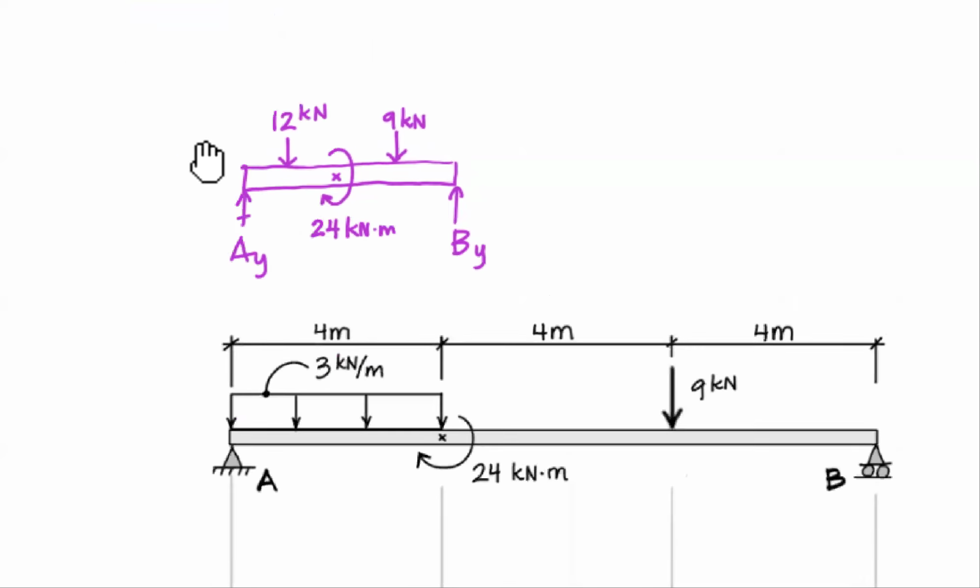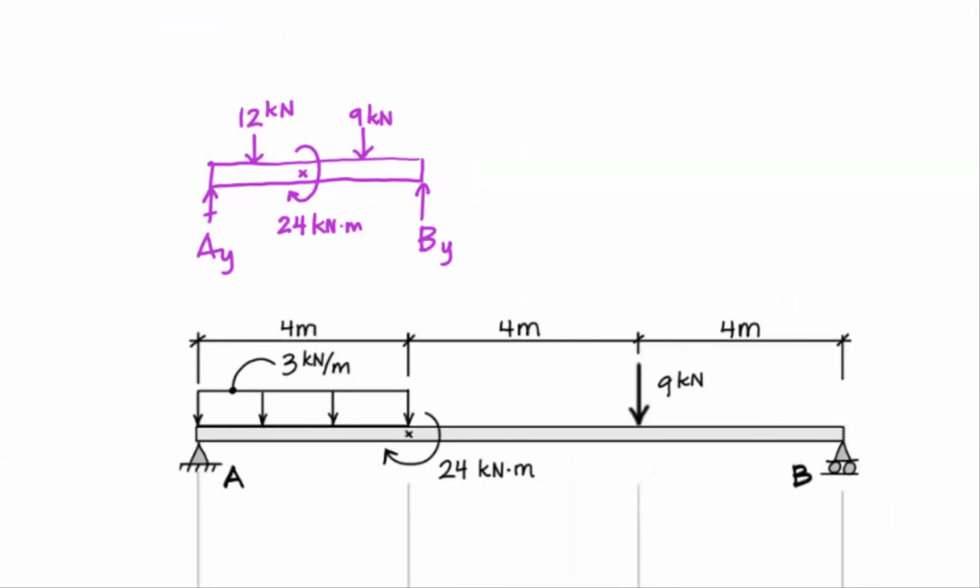And thinking ahead, I'm going to do a moment summation about A. So I want to find out how far away each one of these is from A; these will be my moment arms. So I'll need that one, that one. The 12 kilonewtons is half of 4, so that one is just 2 meters. To get to the 9 kilonewtons, that looks like 8, 4 plus 4. And between A and B is 4 times 3 or 12.